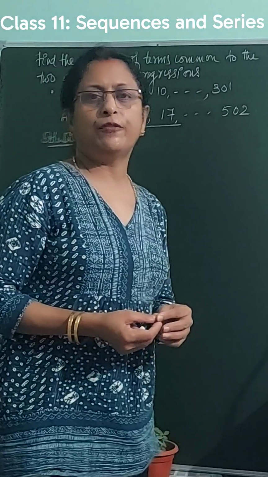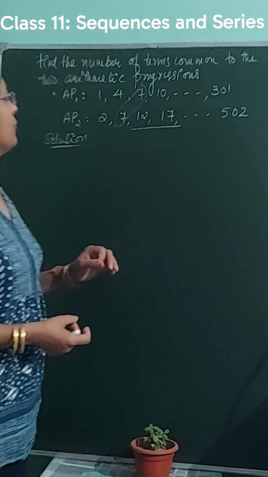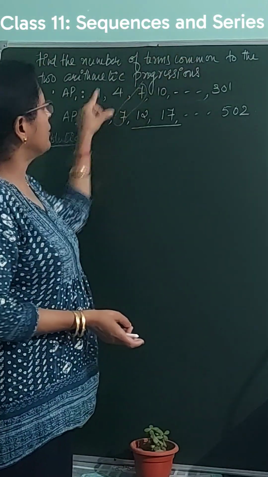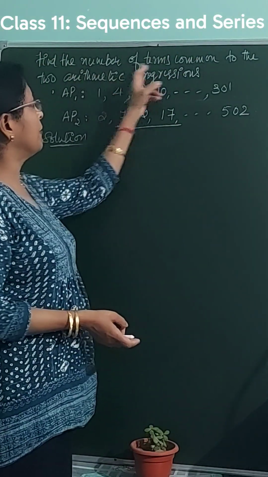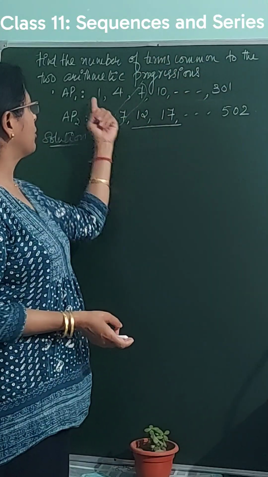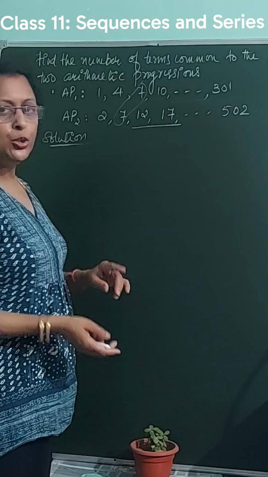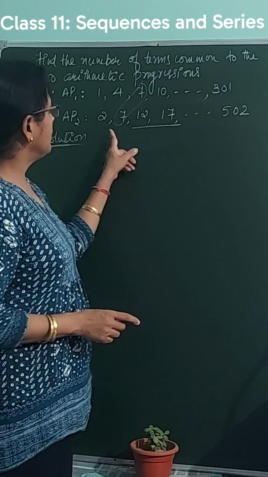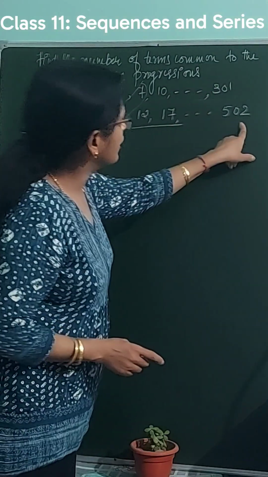Another important question from the chapter Sequences and Series of class 11th. The question is, find the number of terms common to these two APs. Find the number of terms common to the arithmetic progressions AP1 and AP2. You are given two APs: 1, 4, 7 up to 301, and 2, 7, 12 up to 502.